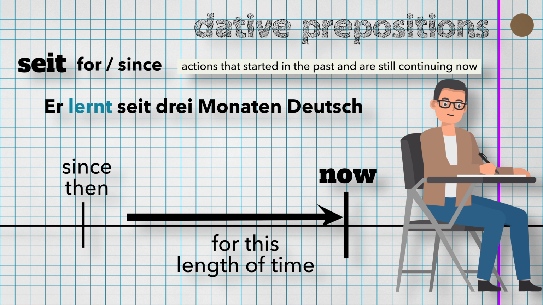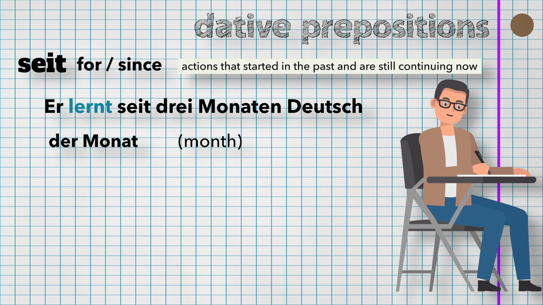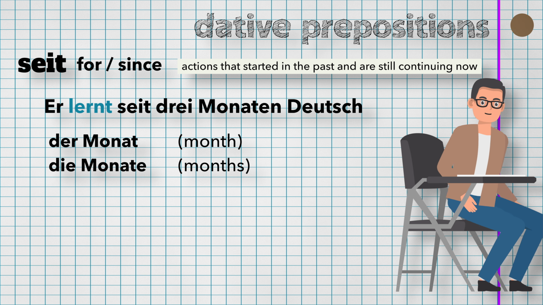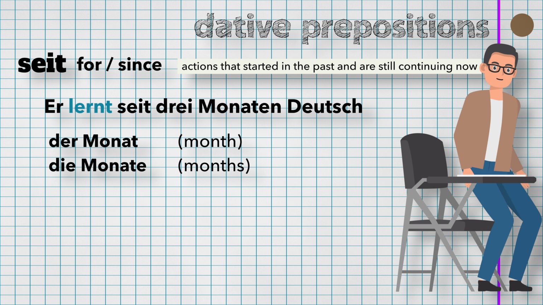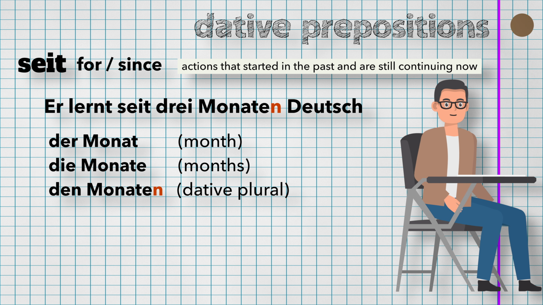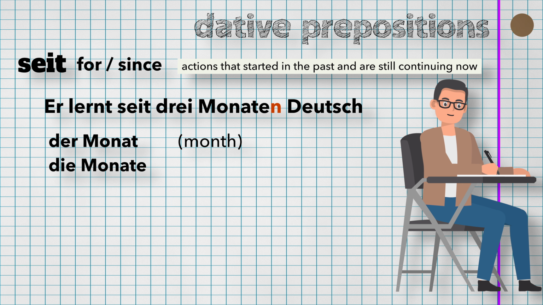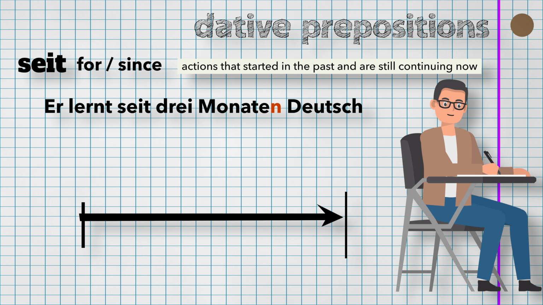How do we know this is in the dative, especially since there's no article? Well, 1 month is der Monat, 3 of them would be die Monate. So in our sentence, you can see that there's an extra n on the noun, 3 Monaten. So here, seit means for, but it also has a slightly different meaning.